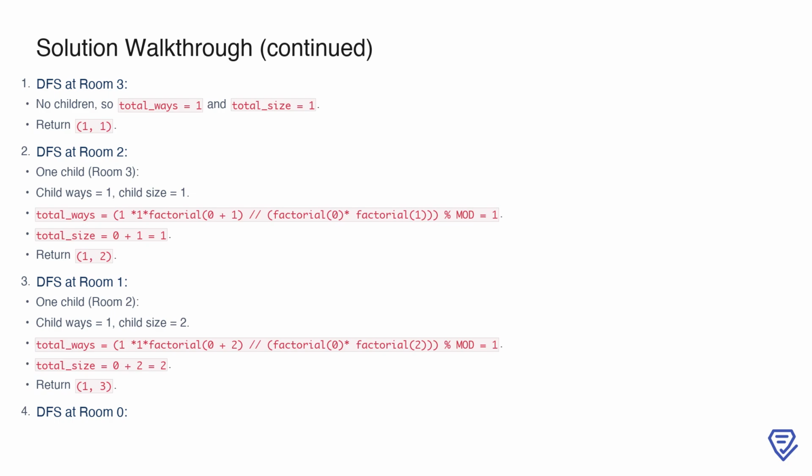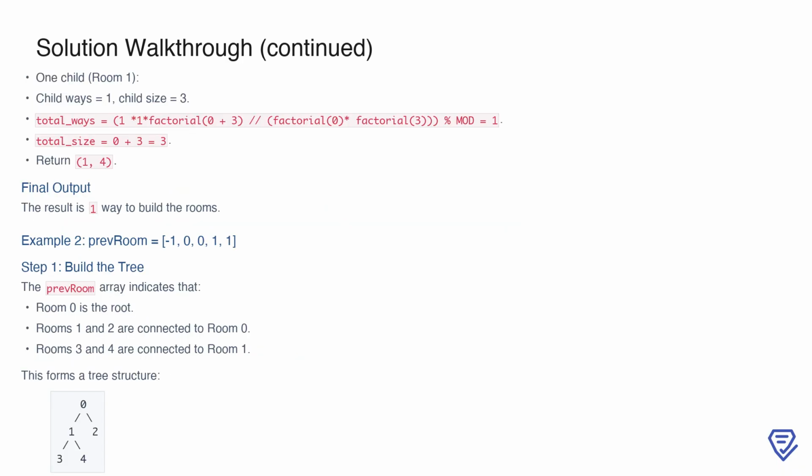Returning to room 1, we repeat this process. Room 1 has one child, room 2, so we calculate total_ways using the same formula, resulting in 1, and total_size becomes 3. Finally, at room 0, the root of the tree, we compute the values based on the single child, room 1. At room 0, we consider its only child, room 1, which has total_ways equal to 1 and total_size equal to 3.